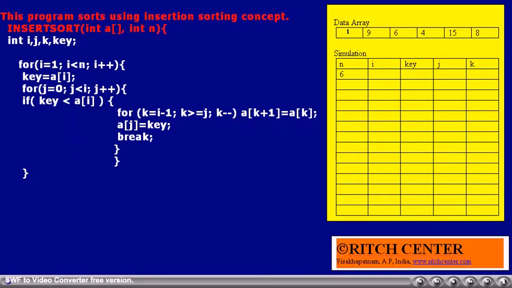That is, we take one element, say the ith element, and insert it at its appropriate place such that the elements till that ith location are all in sorted fashion. This is repeated for all the elements of the array such that the total array gets sorted. The code is given in the slide. The simulation is following.